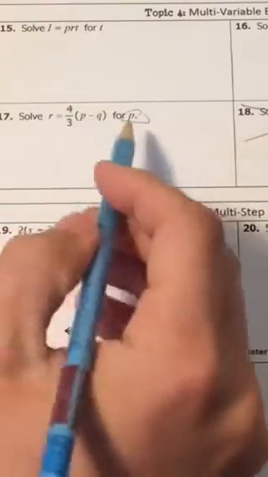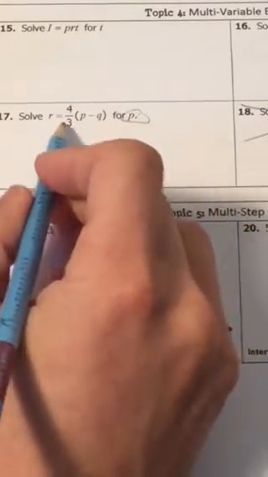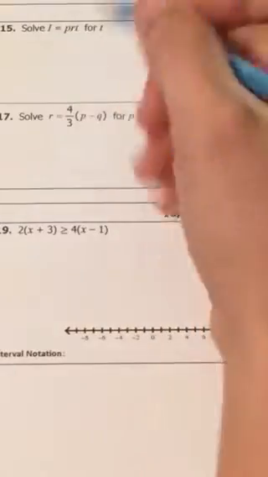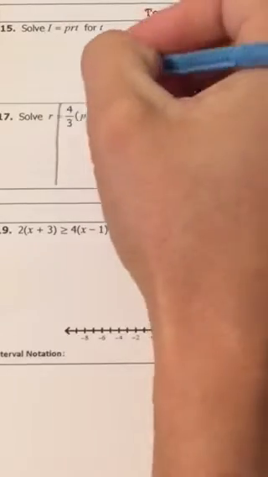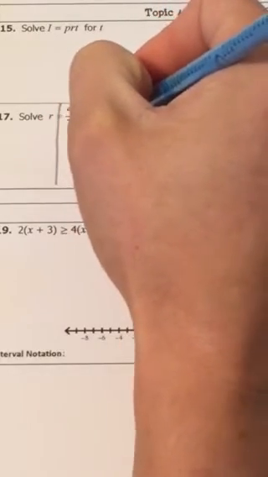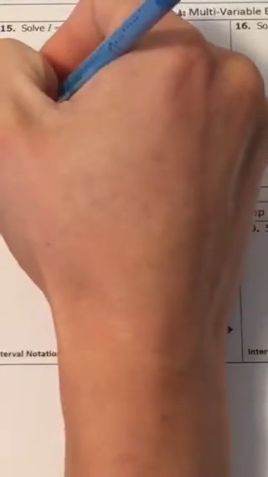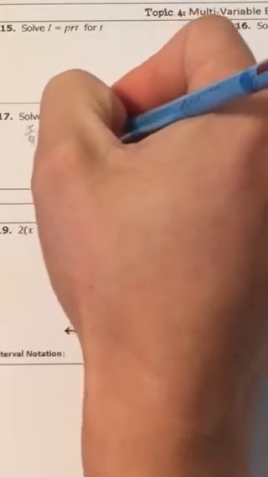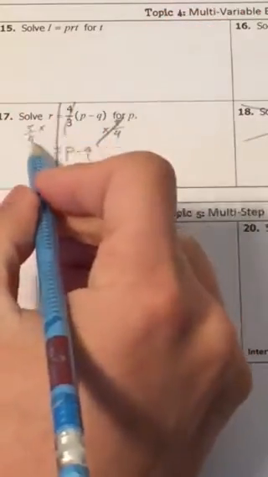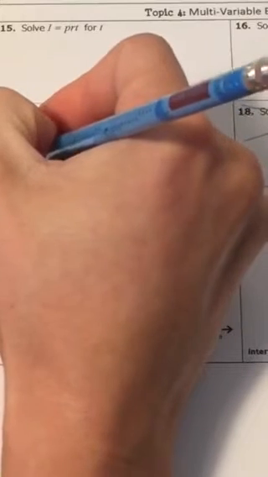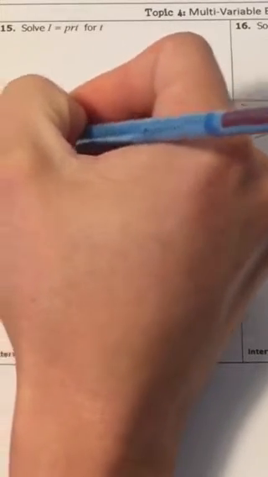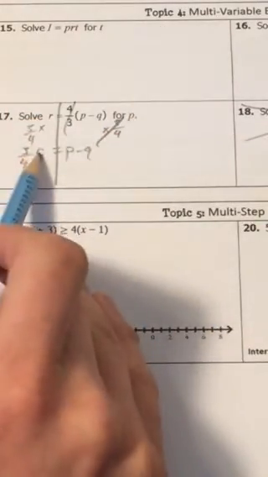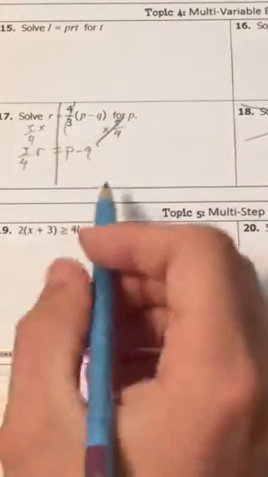I want to get rid of the 4/3. So the first thing I need to do is get rid of the 4/3. So I'm going to multiply by the reciprocal, which is 3/4, on both sides. So 3/4 and 3/4 cancel. I have p minus q is 3/4 times r. So you just write 3/4 r, or you can write 3r over 4, however you want to do it. You can put the r on top, or you can put it next to it.